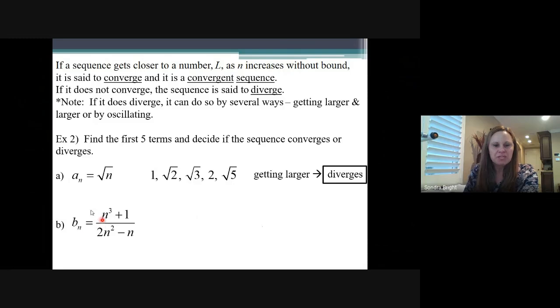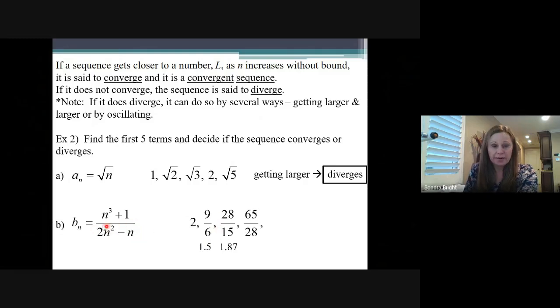Okay, so what are we going to do on this? Well, let's write out the first 5 terms first. When you plug in a 1, you'd get 1 cubed plus 1 over 2 minus 1, so you get 2. The next one would be 9 over 6. When you plug a 2 in, it's 2 cubed is 8, 2 squared is 4, and then times 2, and then minus 2, which is about 1.5. When you plug in a 3, you'd get 27 plus 1, and then 2 times 9 minus 3, so 28 over 15, which is about 1.87.